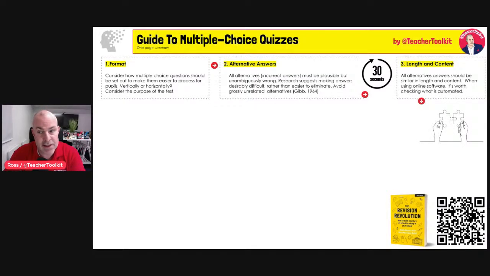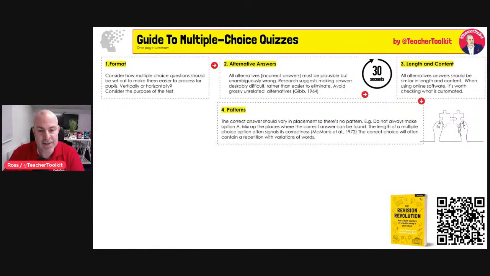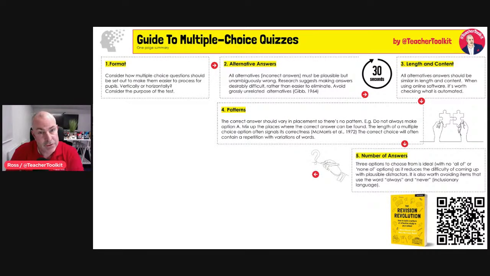Think about the length and content of the quizzes. It's worth checking what's automated. Think about the length of the answers also. Think about the patterns. So the length of the multiple choice answers often signals correctness. So a correct choice may often contain repetitive words. So think carefully about what's being produced or whether you're designing it yourself. Think about the number of choices. Be aware of exclusionary language, so words like always or never. Often, if there's 2 or 4 choices, think where the answers are going to be placed also.